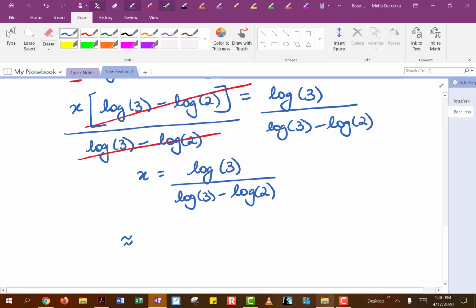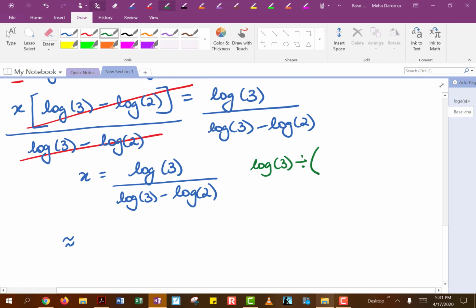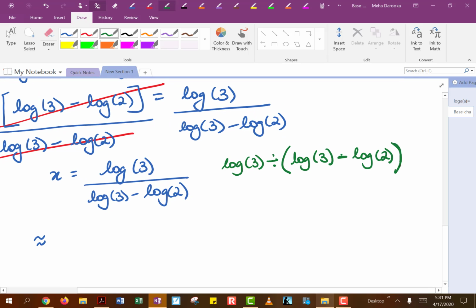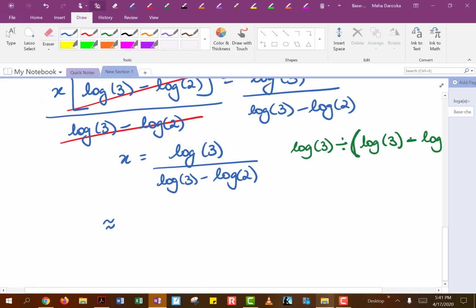Now when you type this in your calculator, you will of course do log of 3, and then divided by, open parentheses, then do your log of 3, close parentheses, minus log of 2, close parentheses, and then close the parentheses one more time for this guy, so that your calculator knows we are dividing by this entire subtraction of log of 3 minus log of 2, and then you will hit your enter.